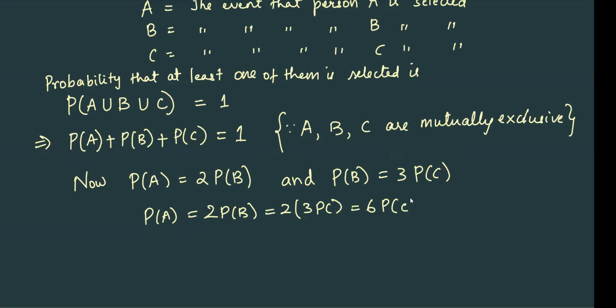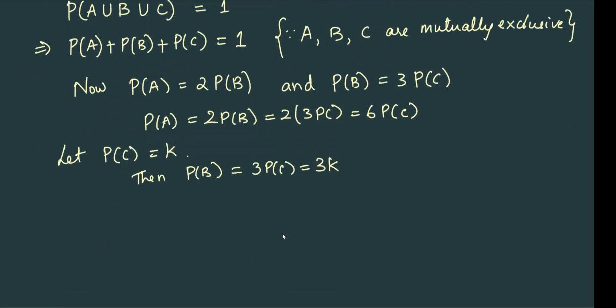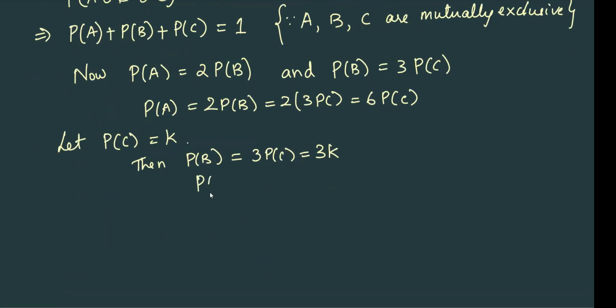So let us do this calculation now. Let P of C be equal to K. Then P of B will be equal to 3P of C, which is 3K, and P of A is 6P of C, which is equal to 6K.